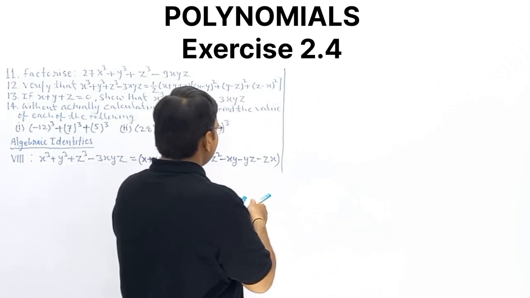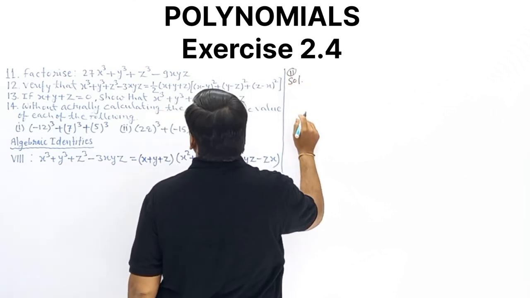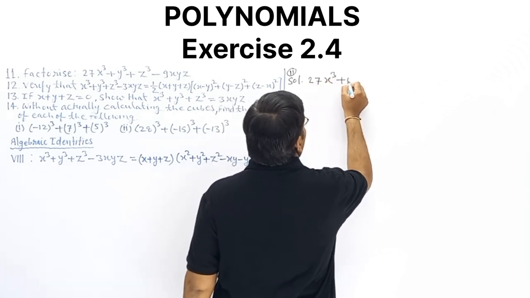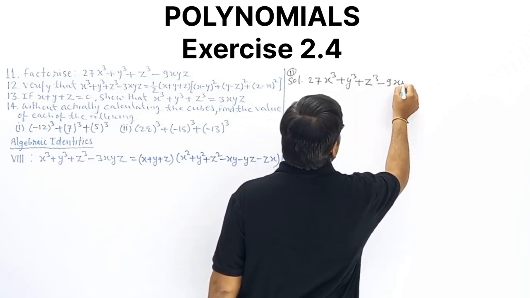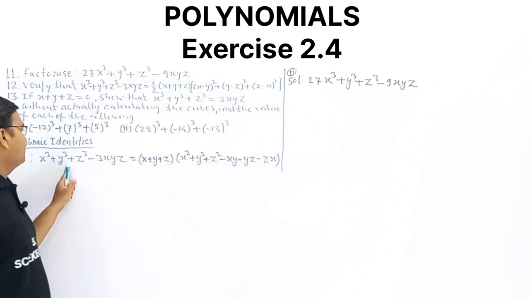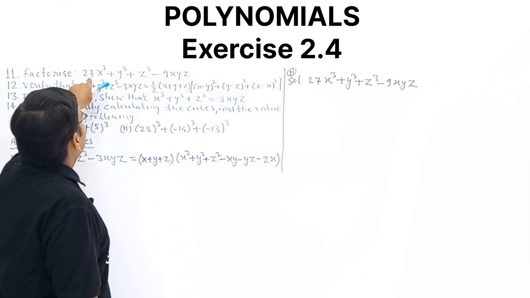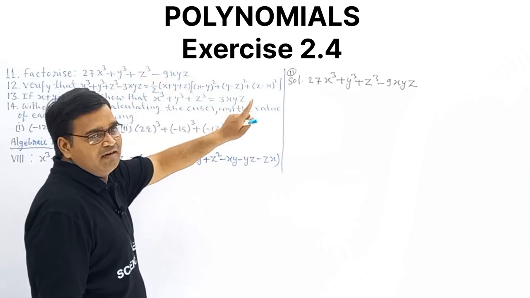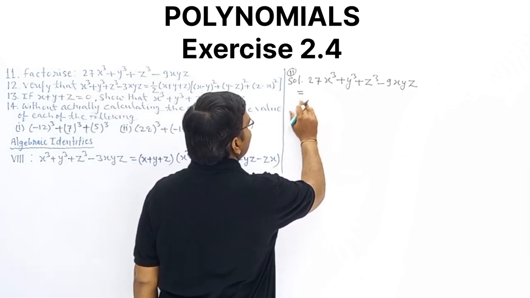I am taking the solution of question number 11. What will be its solution? 27x cube plus y cube plus z cube minus 9xyz. It is looking like algebraic identity 8th. So first observe clearly: 27x cube plus y cube plus z cube minus 9xyz. So convert it into the general form. How will we convert this into the general form?